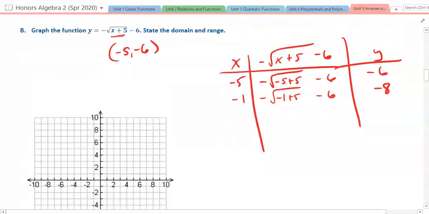Now we can keep finding points that'll work here. If I do 4 plus 5, I get 9. So I could take x as 4, and so I get 4 plus 5 is 9.